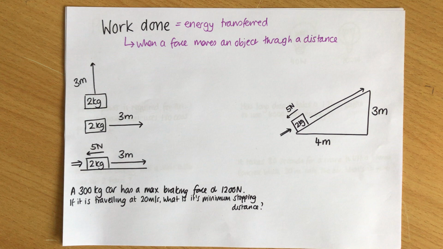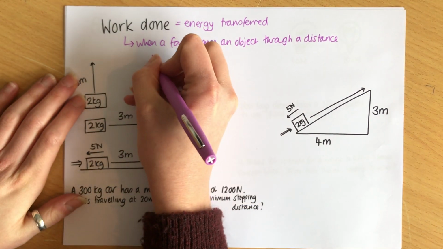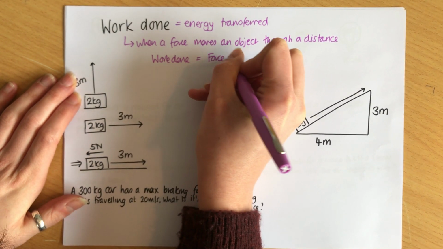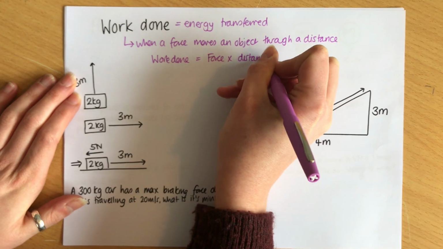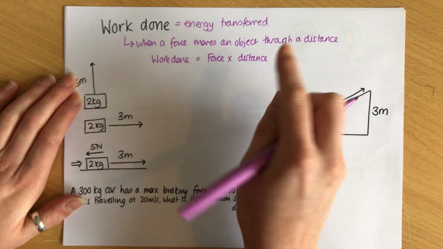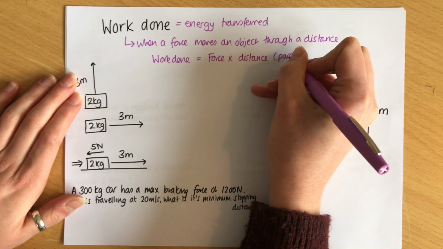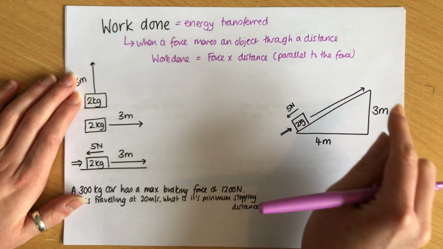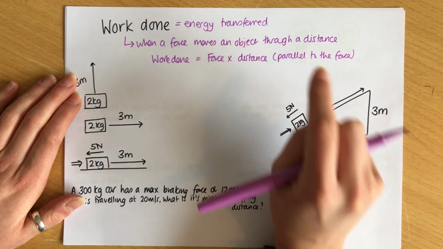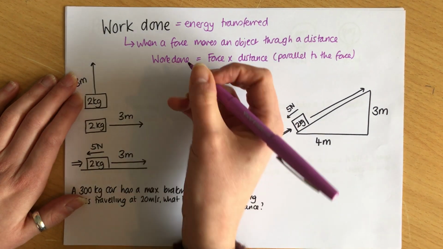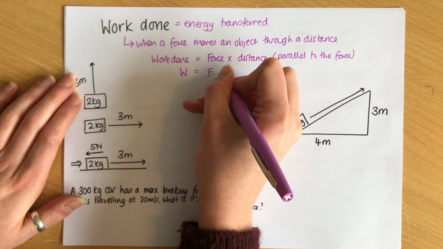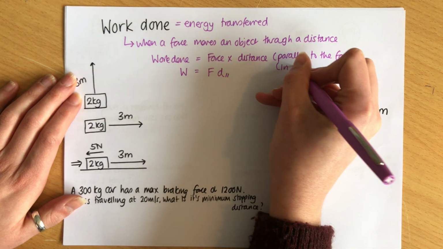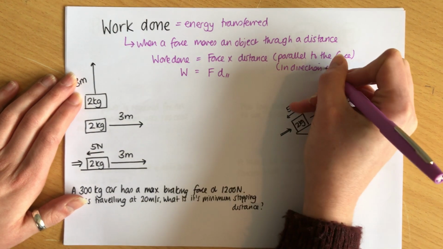Now, there is an equation that governs this, as always, and the equation for work done, I'm going to write it in full, is that work done equals force times distance. Now the distance isn't as simple as just the normal distance, it's the distance that is parallel to the force. Or you might see this written as in the same direction as the force. I prefer parallel for reasons that will hopefully become apparent later on. So we can write it as a symbol, W equals FD, and I often do a little sign like this to remind myself that it's the parallel force or in the direction of the force, and that becomes quite important.